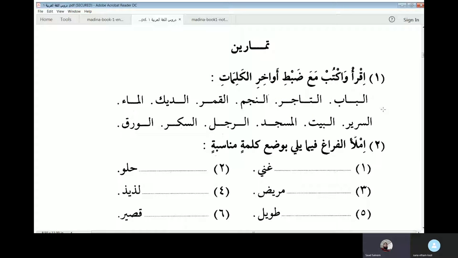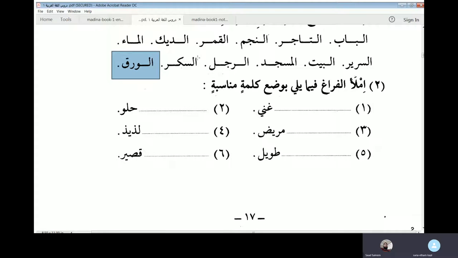Read the first line, Mr. Mujadid. Al-Babu, the door. At-Tajiru, the merchant. An-Najmu, the star. Al-Kamaru, the moon. Ad-diku, the rooster. Al-ma'u, the water. As-sariru, the bed. Al-baytu, the house. Al-masjidu, the mosque. Ar-rajulu, the man. As-sukkaru, the sugar. Al-warqu, the paper.